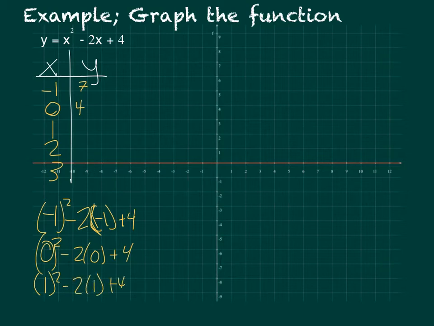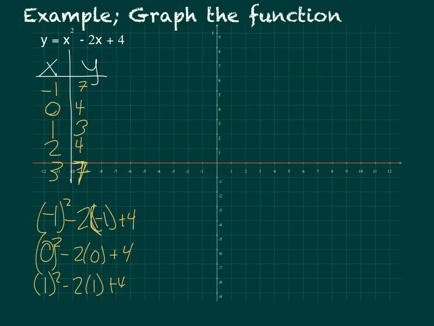So if I put that in, then I should get 1 minus 2, which is a negative 1, plus 4, which is 3. Okay, and then if you put 2 in, go ahead and do all that work out, you should get 4. And then if you put 3 in, do all the work, and you should get a 7. Alright, so all you have to do is plug it in, and you can type it in the calculator, that's fine. So then I just graph these points.